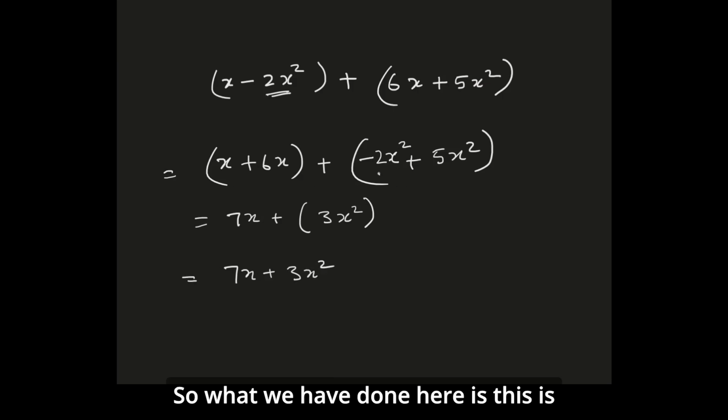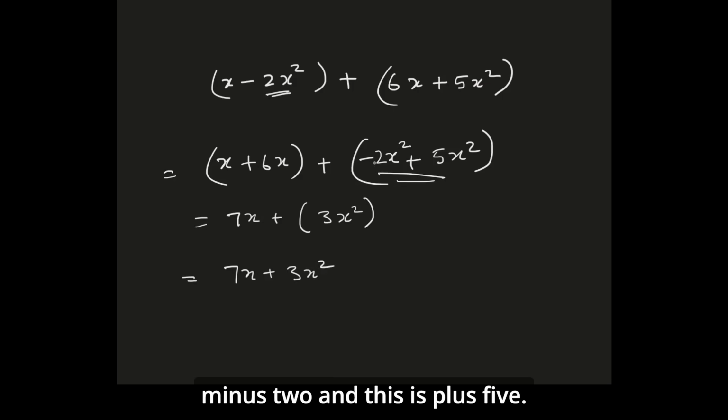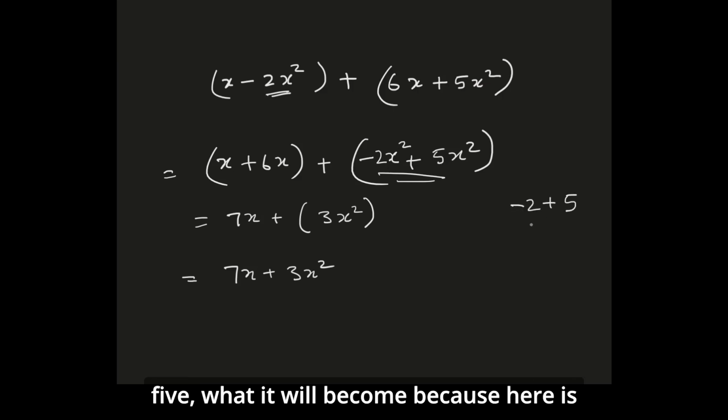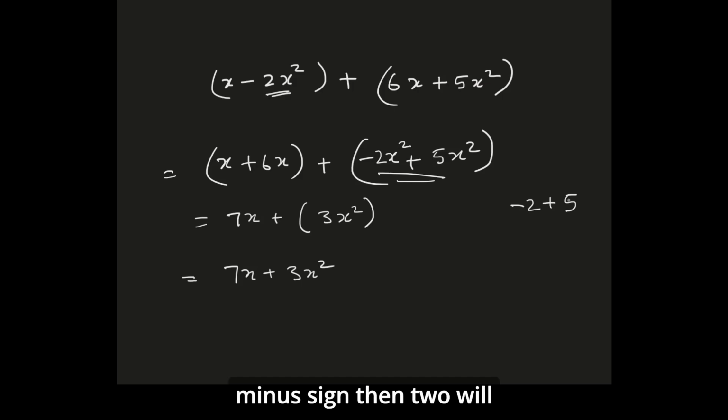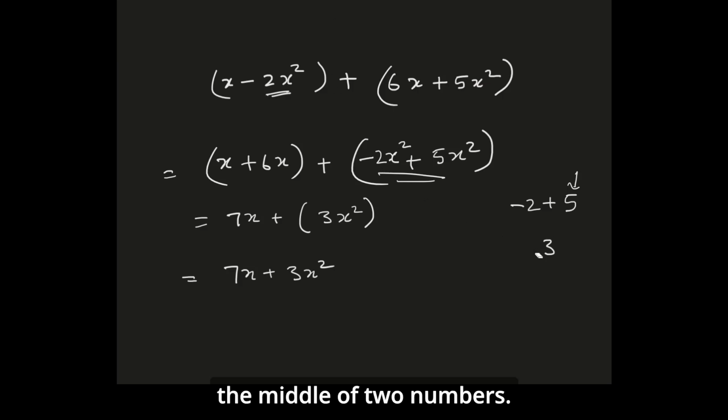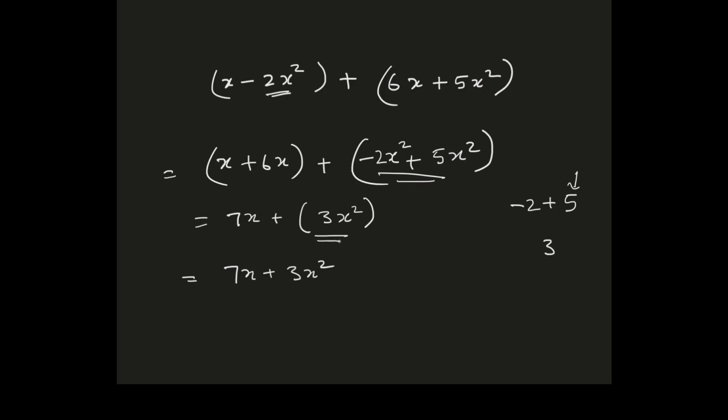What we have done here is: this is minus 2 and this is plus 5. If you add minus 2 to plus 5, what does it become? Because there is a minus sign, the 2 is subtracted from the 5, so we get 3, and the sign comes from the bigger number. The 5 is the bigger number, so the sign will be plus. We don't write a plus sign if it is not in the middle of two numbers, so we just have 3. So what we have here is 3x square.